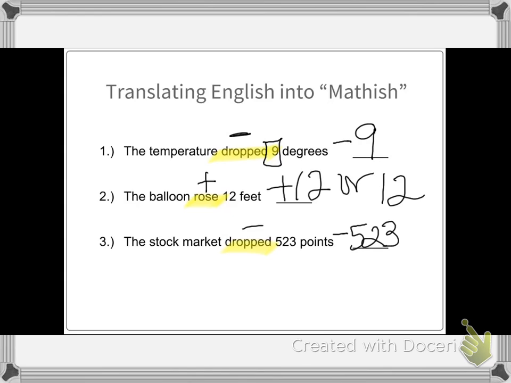Negative 523. What you're going to do now is log into Formative. There's an assignment on there that says integer situations, and you're going to complete that assignment. On the positive integers, you can type the plus sign, but you do not have to. If you leave it off, it also counts correct. Make sure you are not leaving spaces. It's not positive space 12. So make sure that when you type it in, the positive sign is right next to the 12.